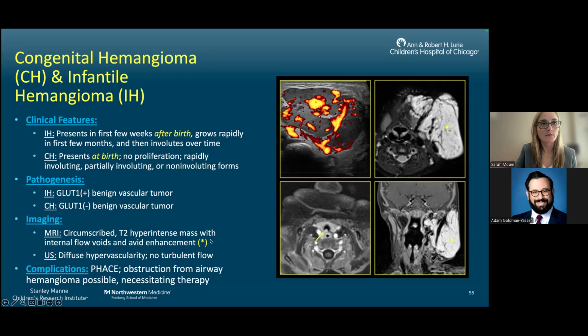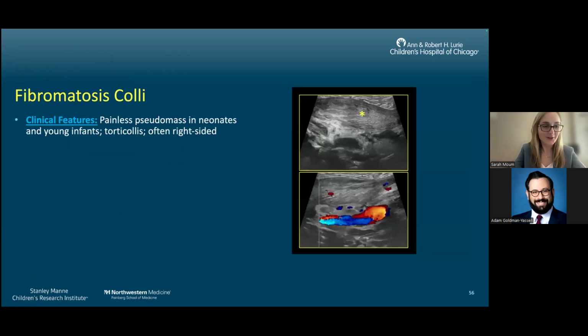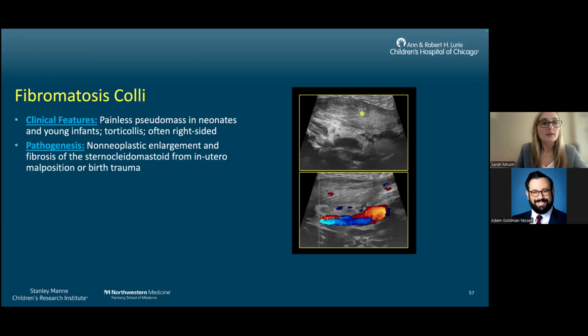Okay. Moving on to fibromatosis colli, a lesion we all learned about in medical school. So this is a painless pseudomass that presents in neonates or very young infants. Patients can have torticollis, and often it's going to be on the right. This is a non-neoplastic enlargement of the sternocleidomastoid with associated fibrosis, and this can be secondary to in utero malposition or birth trauma.